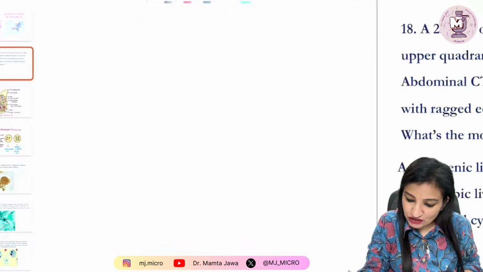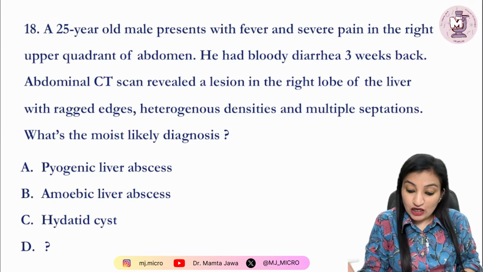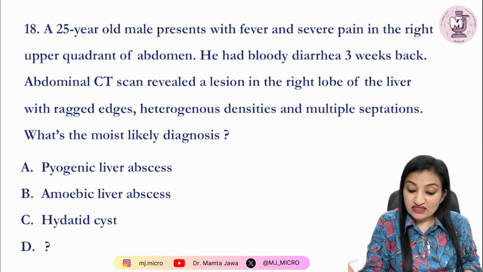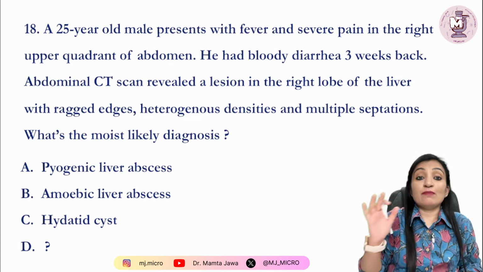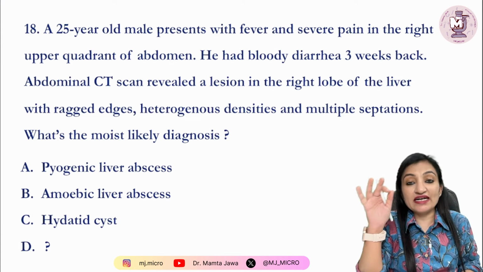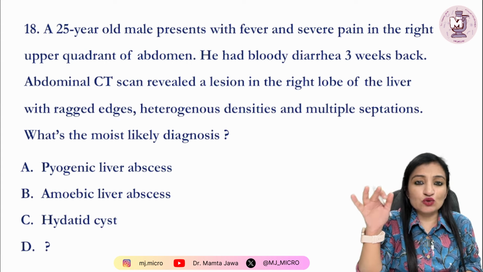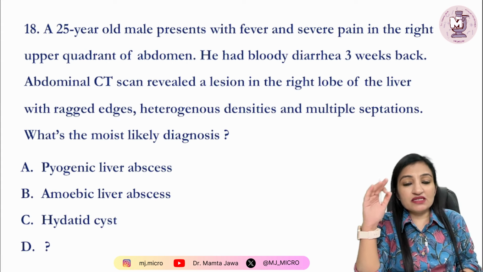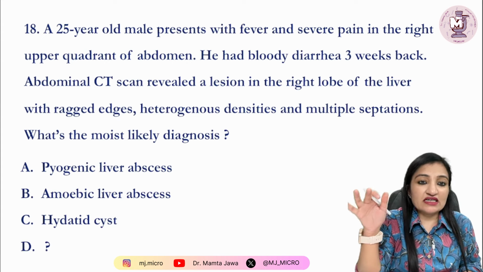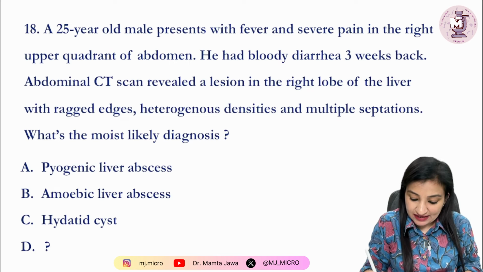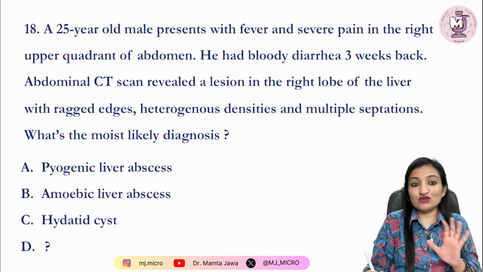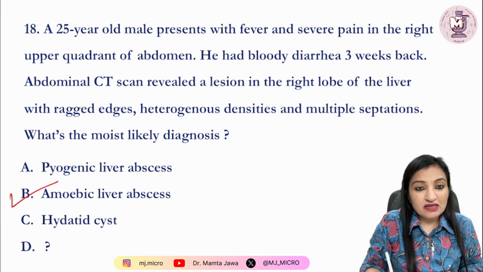Now next question. A 25-year-old male presents with fever and severe pain in the right upper quadrant of abdomen. He had bloody diarrhea 3 weeks back. Abdominal CT scan revealed a lesion in the right lobe of the liver with ragged edges, heterogeneous densities, and multiple septations. What is the most likely diagnosis? Pyogenic liver abscess, amoebic liver abscess, hydatid cyst. The last option was not recalled. Answer over here is amoebic liver abscess.